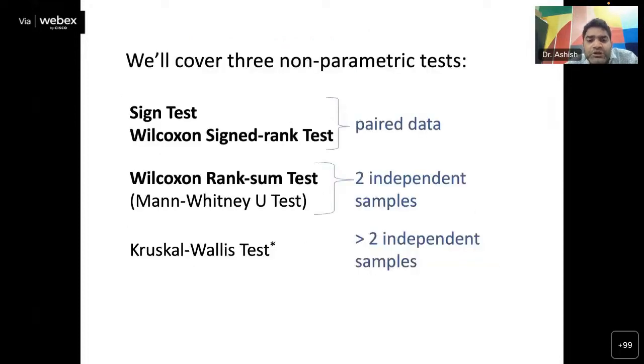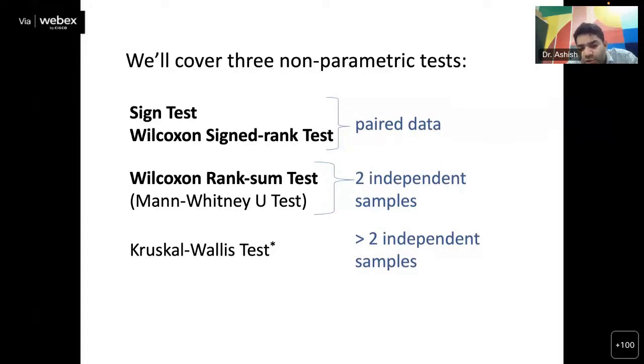Okay, so basically non-parametric tests, there are a lot of tests, but we will be covering three important tests. One is your test for the paired data. In the parametric form, we have the paired t-test against it. And the second one is the Wilcoxon rank sum test. It is also called the Mann-Whitney U-test. And we have the independent two-sample t-test in parametric form.